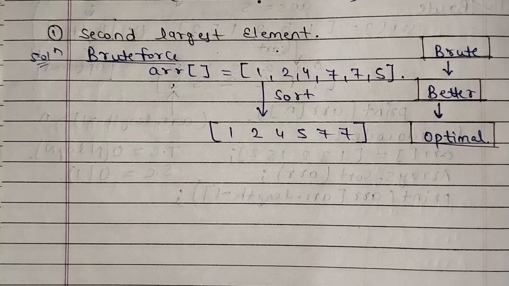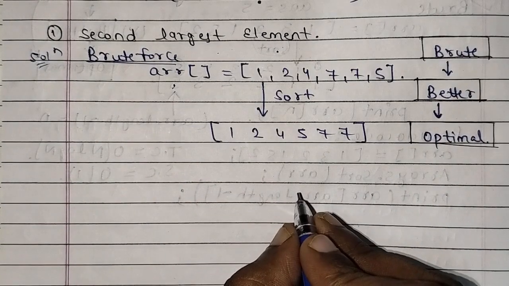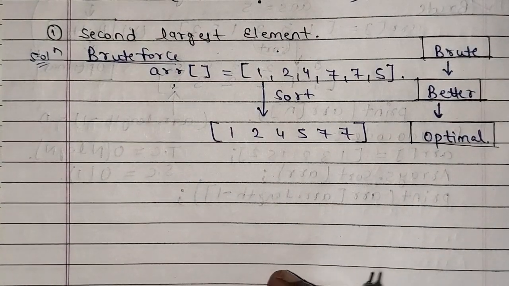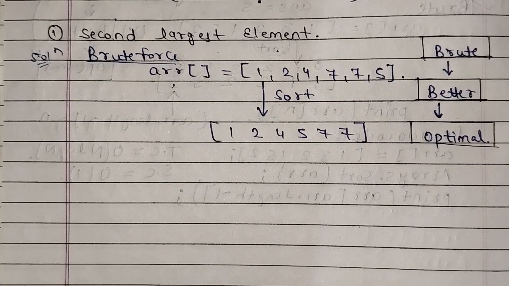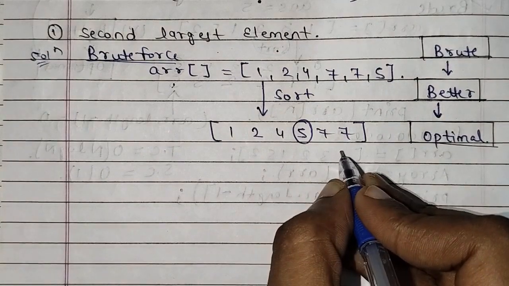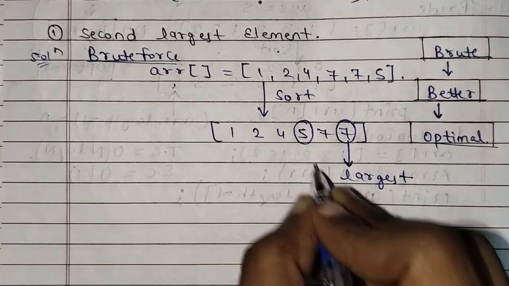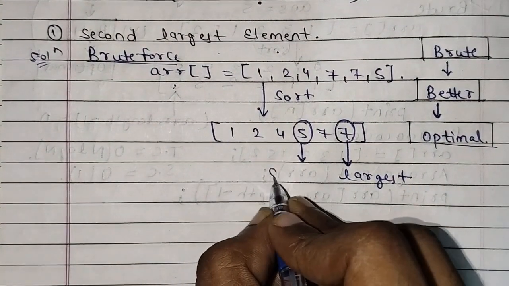So what is the second largest element? The second largest element is the element which is smaller than the largest element but greater than the other elements. Here 5 is the second largest element, which is smaller than the largest element. The largest element is 7, and 5 is our second largest element.